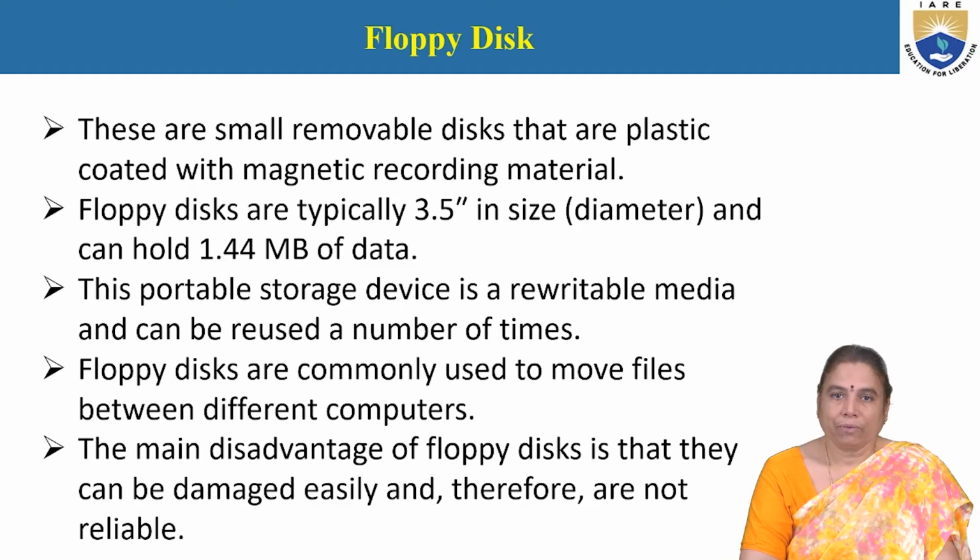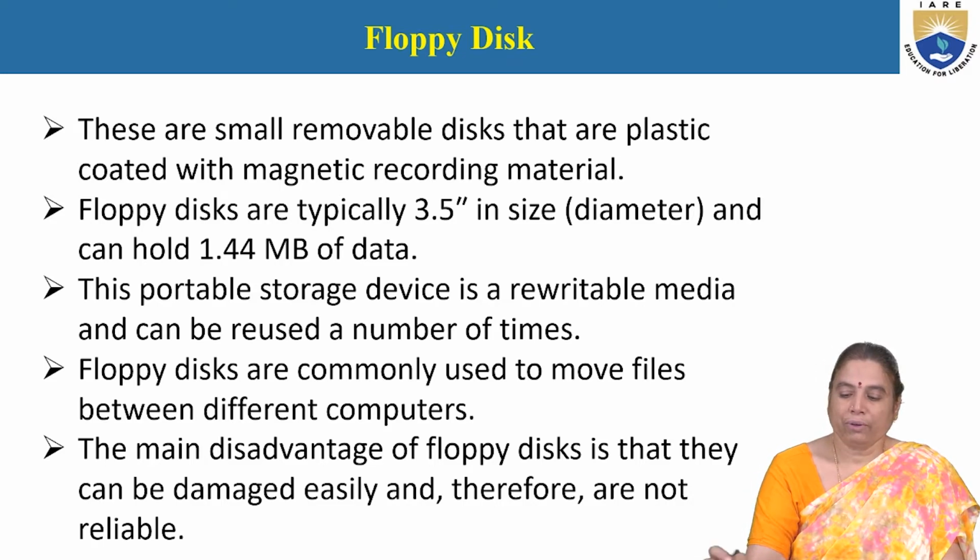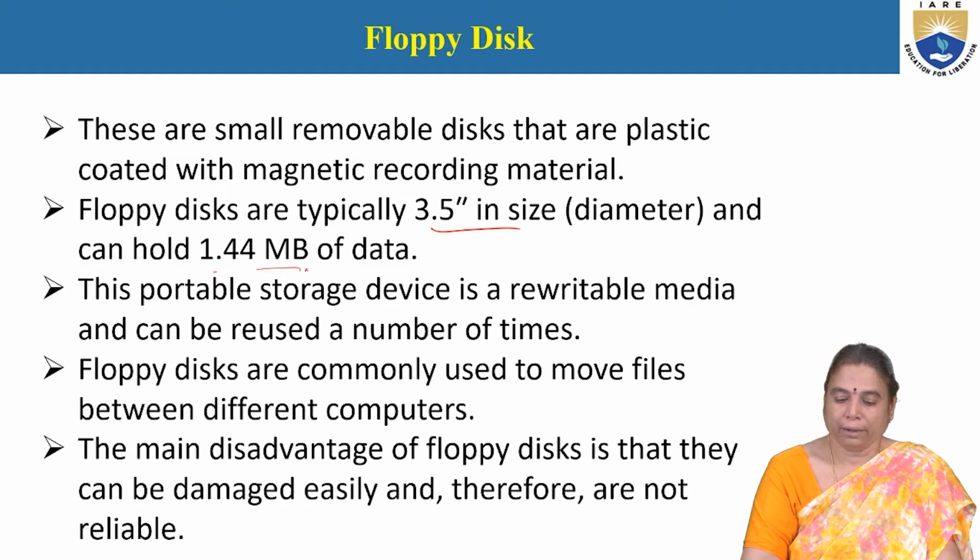The next variety is the floppy disk. A floppy disk is a removable disk, and portability is the major concept of the floppy disk. Floppy disks are typically 3.5 inches in diameter. The storage capacity is 1.44 MB of data.